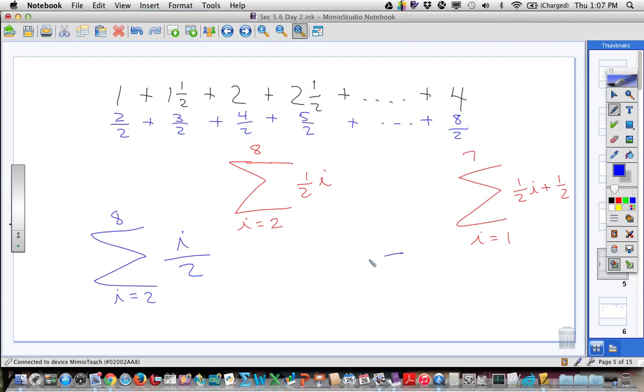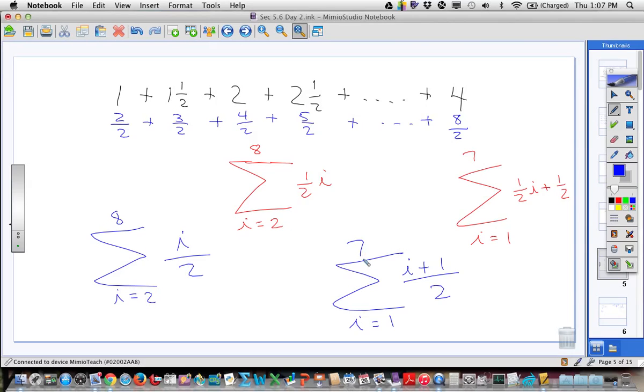Then what if I said, yeah, but I want to start that at 1. Okay, well, again, the bottom is 2 every time. And the top is what? Well, it's always 1 bigger than i, right? So that'd be i plus 1. Now, isn't that the same as that right there? That's i over 2 plus a half. Same thing. So that would be i going from 1 to 7. But you see my point?